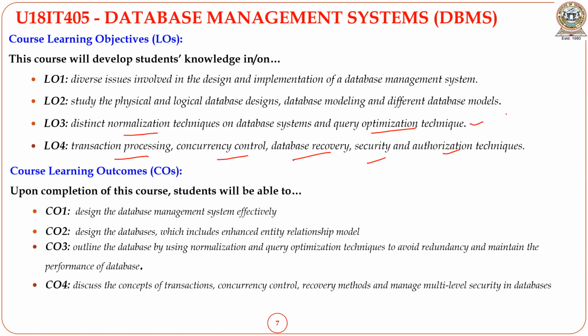Upon completion of this course, you will be able to design the database management system effectively upon completion of Unit 1. And upon completion of Unit 2, you will be able to design the database, which includes the enhanced entity relationship model, that is the EER model. Upon completion of Unit 3, you can outline the database by using normalization and query optimization techniques to avoid redundancy and maintain the database. And upon completion of Unit 4, you will be able to discuss the concepts of transaction, concurrency control, recovery methods, and manage multi-level securities in databases.